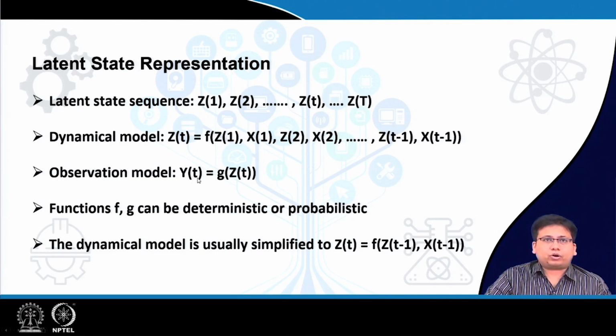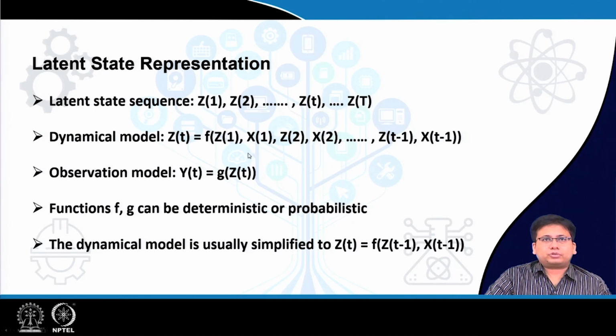Now corresponding to that we can have outputs also. So yt, the outputs, are what we get out of the system. We define it in terms of another function g, and the output yt is usually considered to be a function of the current system state only. Now these functions f and g can be either deterministic or probabilistic, and in either case they can be defined in various ways.